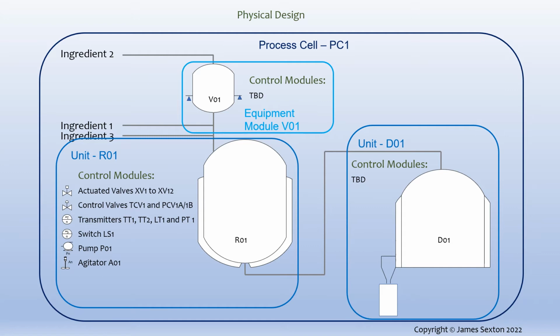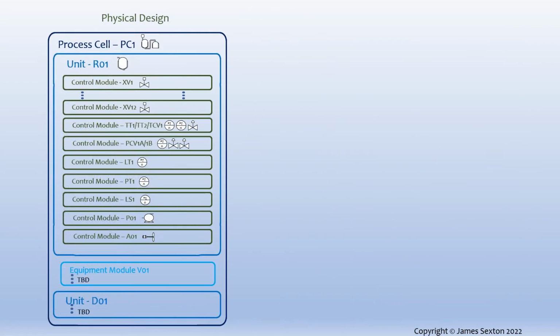This format was useful for explaining the analysis of a process flow diagram, but for the next explanation it will be more convenient to represent the same information in a more hierarchical format. Like this. Here we see the process cell PC1 containing units R1 and D1, plus an equipment module, V1. The control modules in R1 are listed. The instruments and valves for regulatory control are grouped together as they are related.